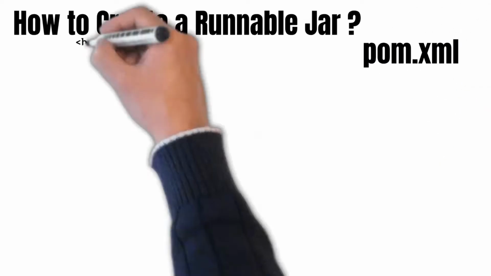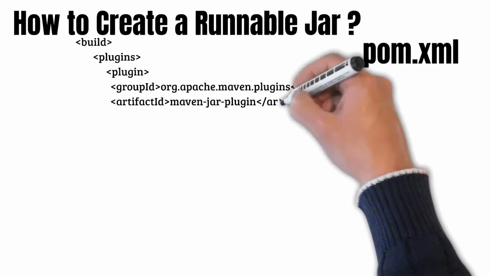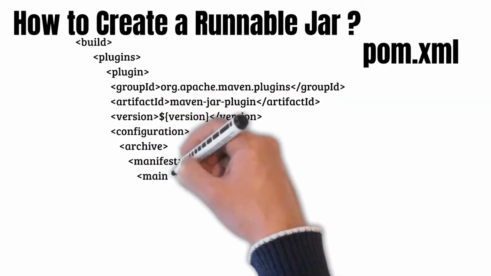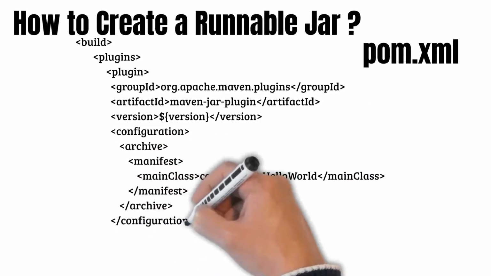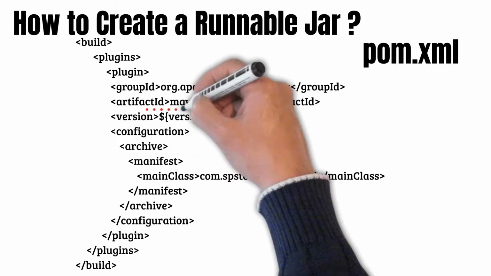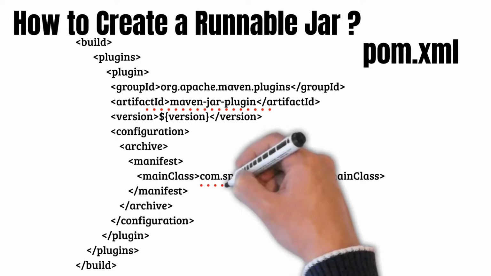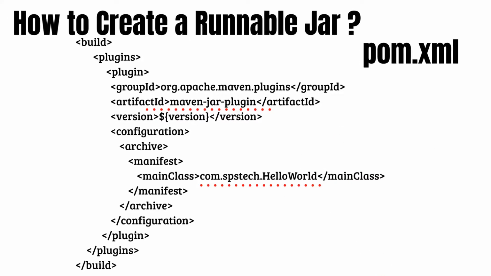Now let's see how we can create a runnable jar for this main class. For this, we need to add the following plugin in the pom.xml of our project, and the plugin is basically the Maven jar plugin. Inside the configuration of this plugin, we need to add the name of our main class that will be executed for this jar. Since HelloWorld is our main class, we have added HelloWorld in this example, which will be executed when we execute the jar.